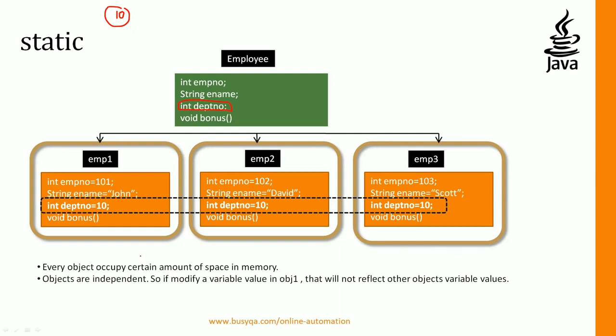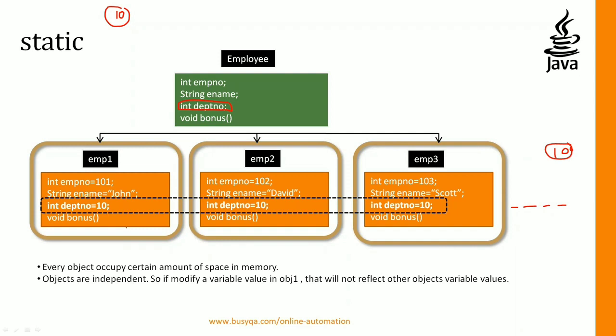So there are two issues here. The first issue is, as I said, whenever we create an object, it will occupy a certain amount of memory. Like emp1 memory is different, emp2 memory is different, emp3 memory is different. Again, each individual variable also occupies a certain amount of memory. So emp number, ename, department number, bonus, each and every variable and its value will occupy a certain amount of memory in your system. So if I create this with this approach, every object is occupying memory, and every variable is also occupying some memory. If I have 100 objects like this, and if I assign this variable 100 times, how much space will it occupy?